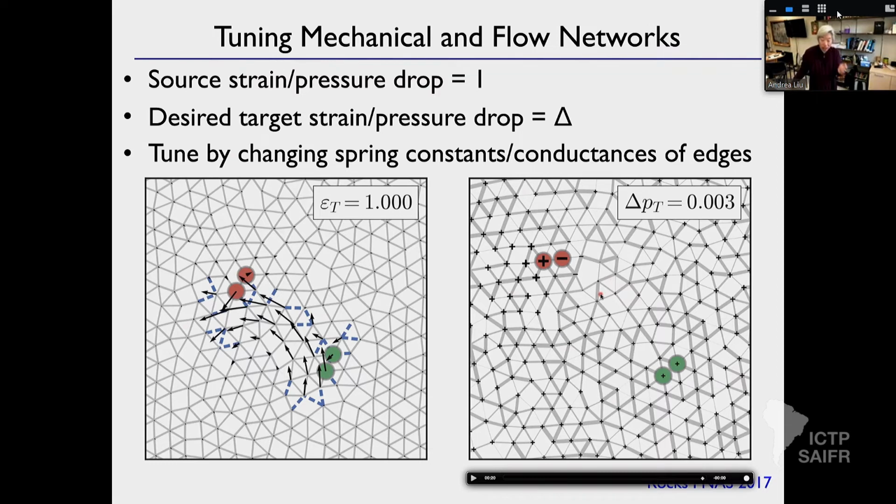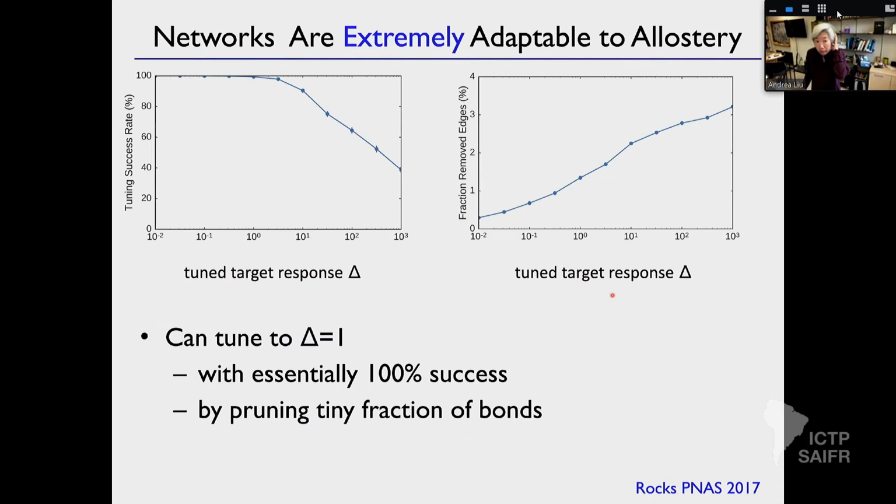What can we train with that as a degree of freedom? Very interesting. So yeah, that's a really interesting question, and the answer is yes, you can. Okay, they're extremely adaptable to allostery. So for one thing, if I wanted the response of the target to be the same as the source, so that's 1 here, okay, the success rate is almost 100%.